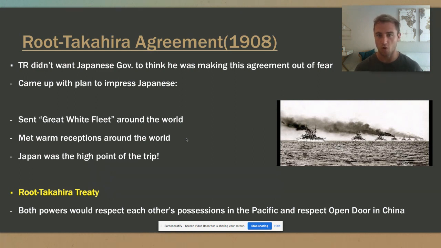And in these warm spirits, the Root-Takahira Treaty is signed, in which both powers, Japan and the United States, agree to respect each other's possessions in the Pacific, the possessions in the Pacific that the U.S. currently has, Guam and the Philippines, of course. Ironically, this will not be respected, as we see the Japanese start to invade lands in the Pacific in the wake of World War II.